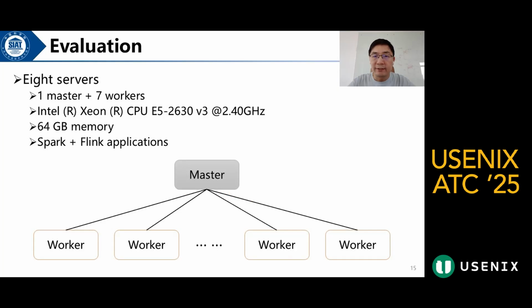To evaluate the effectiveness of Swift, we employ 8 servers as follows. Each server is equipped with an Intel Xeon processor and 64 gigabytes of memory. We use Ubuntu as the operating system and test Flink and Spark big data analytics frameworks. We use the HiBench suite for batch and stream benchmarking.